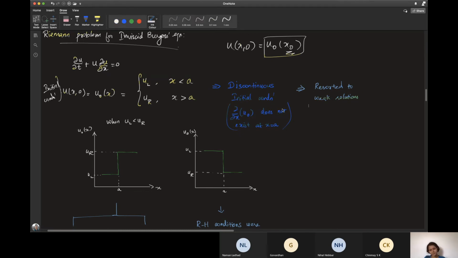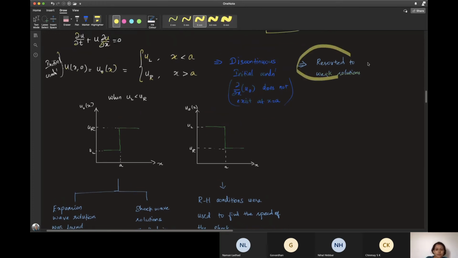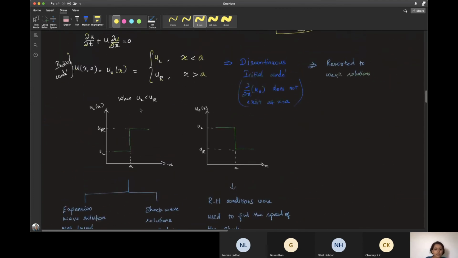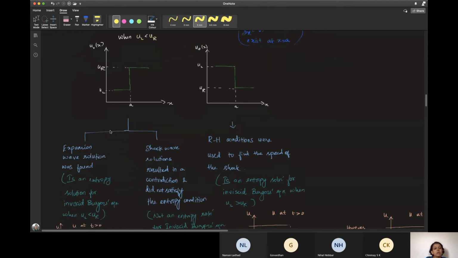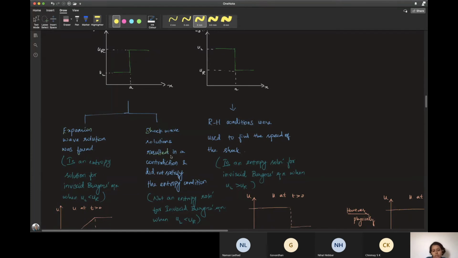Since the initial condition itself was discontinuous, we went to weak solution because we cannot find a classical solution for this. There cannot exist a classical solution for this, basically. So we went to weak solutions. That way, when UL is less than UR, you had some initial profile like this. For this, we saw the possibility of having an expansion wave solution and shock wave solution. However, this shock wave solution resulted in some contradiction, and also it did not satisfy the entropy condition.